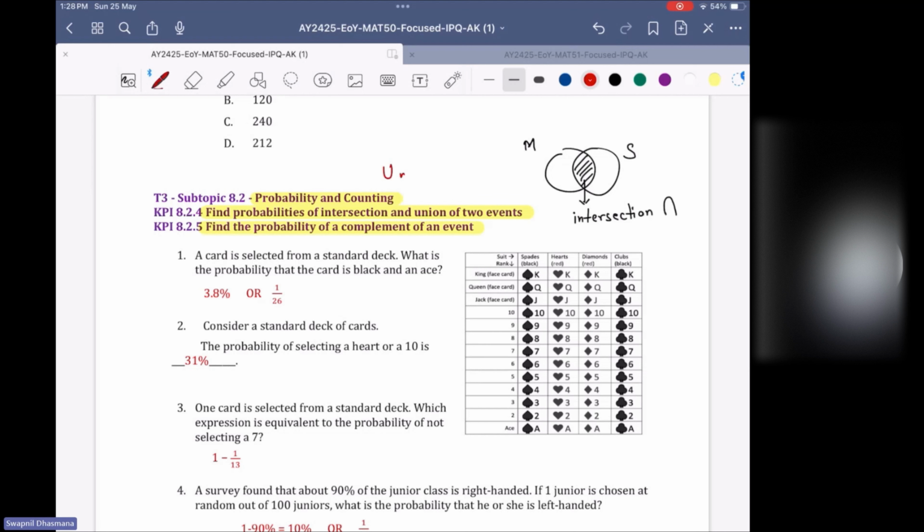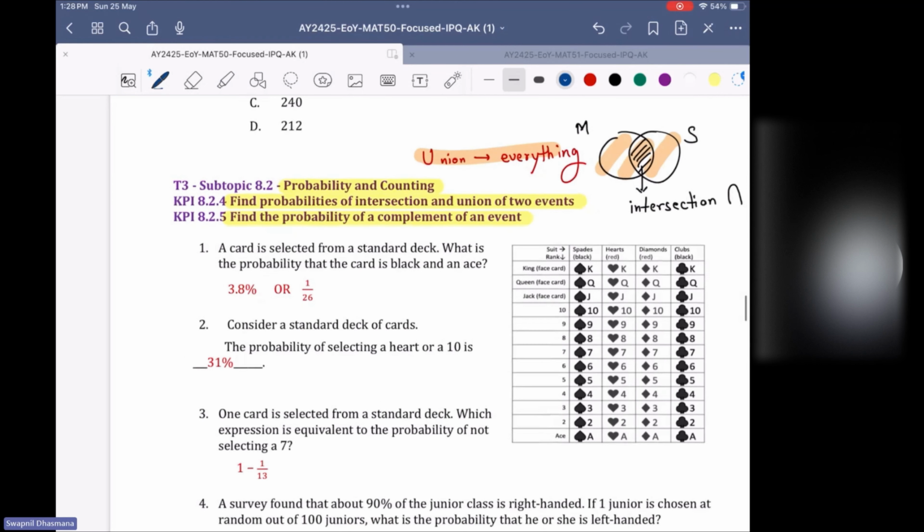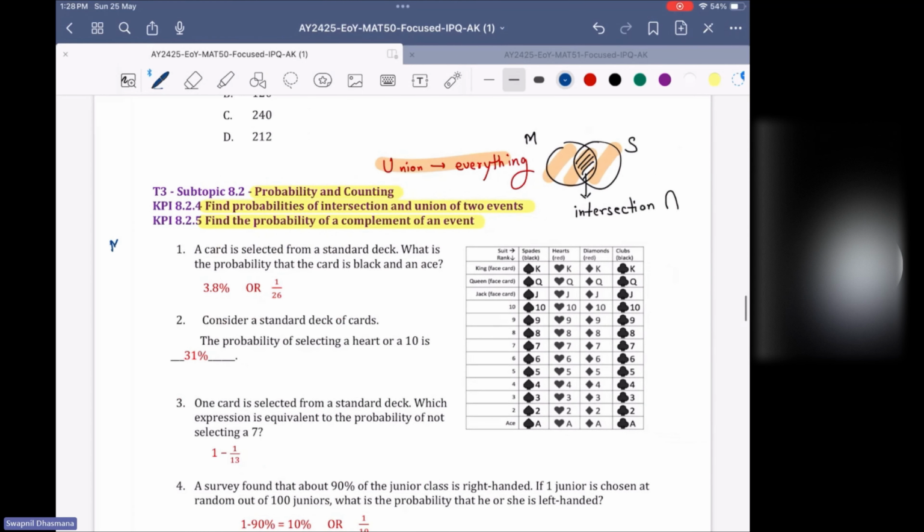When we talk about union, U for union, that is everything, math plus science plus the intersection. When we take maths and science, we are counting the intersection once in each one of them. So I'll show you the rule after some time. Let's have a look at the first question. There is a standard deck of cards, and this is how we write complement, like math and math complement. Sometimes you will see a dash over there like this.